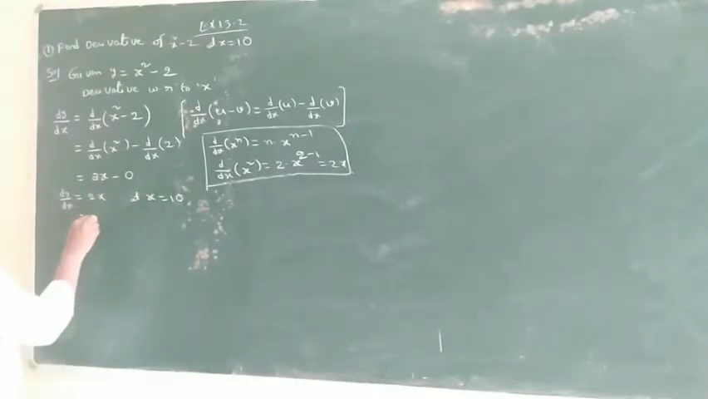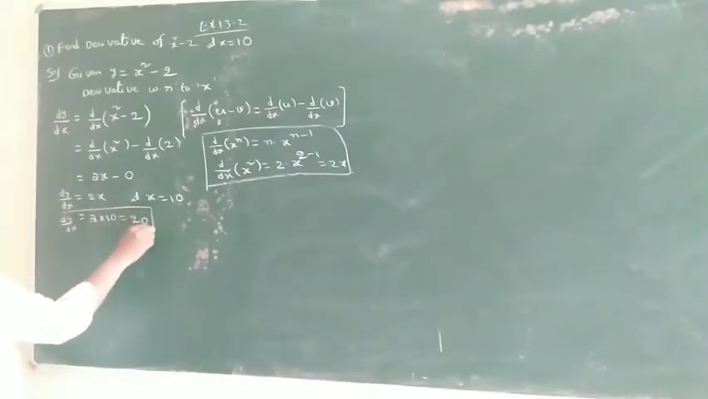X is equal to 10 means x value 10. 2 into 10 is equal to 20. So dy by dx value is 20. Okay, clear?